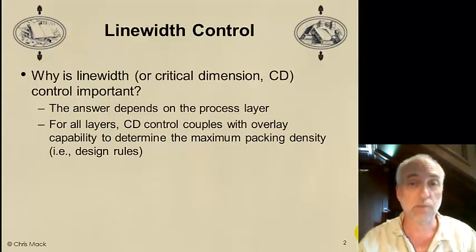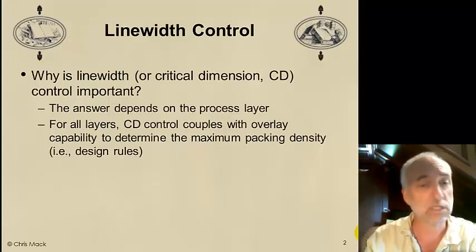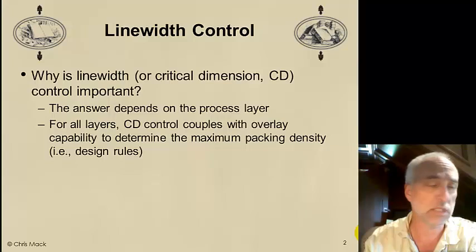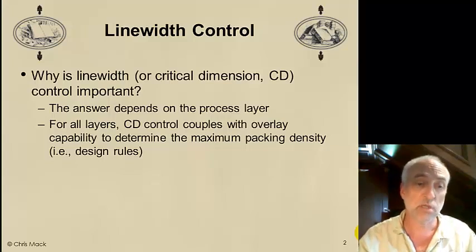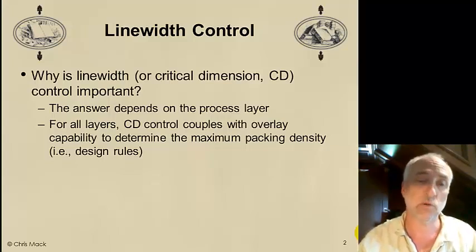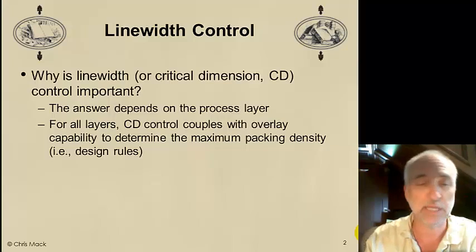Both of these things couple together, and they determine how closely we can pack things together. These are expressed in something called design rules, and our ability to pack features more closely together allows us to shrink the size of the chip, fit more chips on a wafer, and lower the cost of manufacturing that chip. And that's really what it's all about.